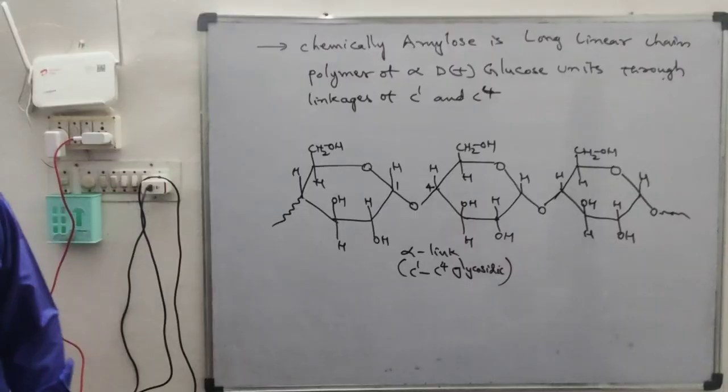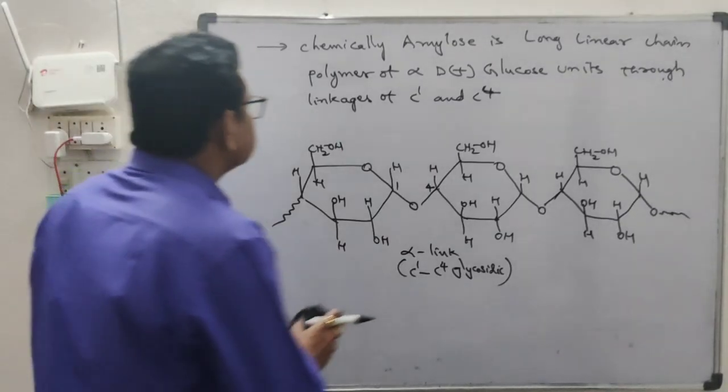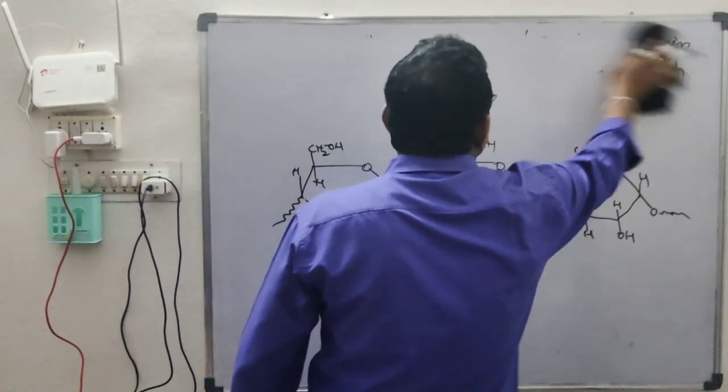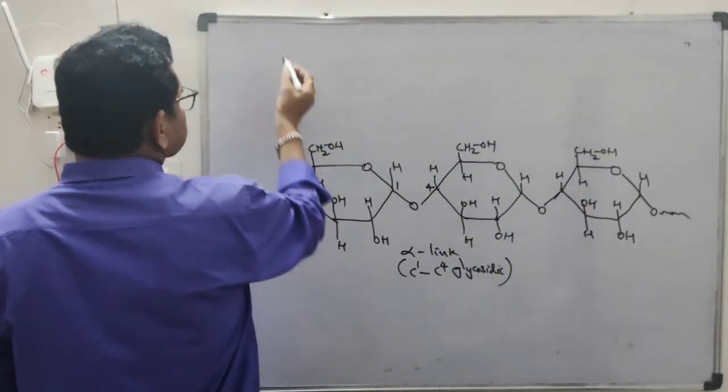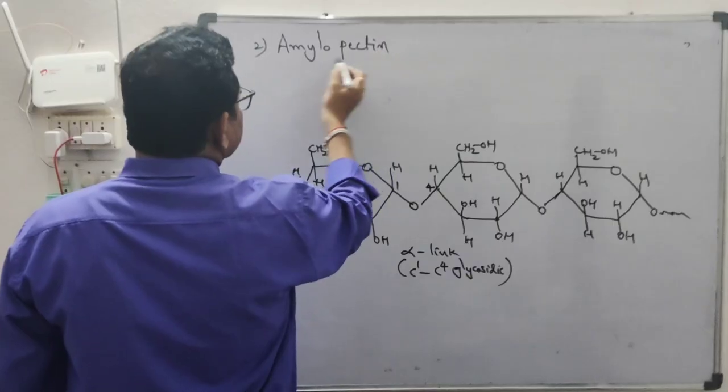That is the amylose structure, you know. Okay, then we are going to discuss amylopectin. This is amylose, no? Now amylopectin.